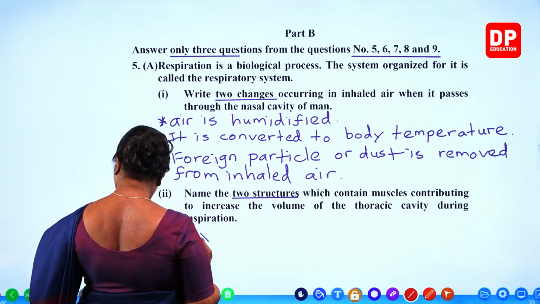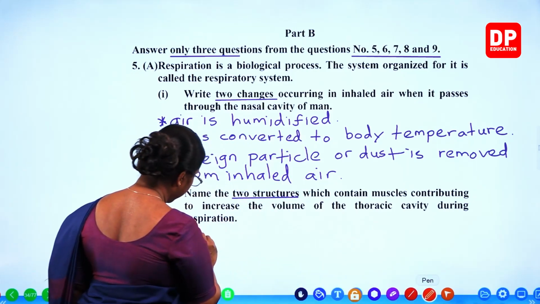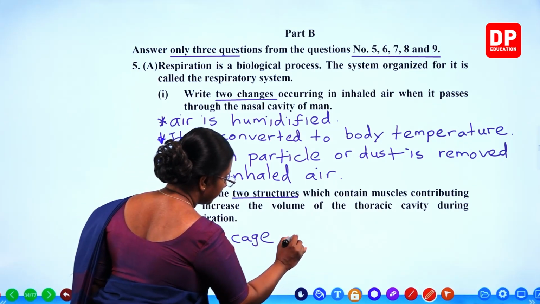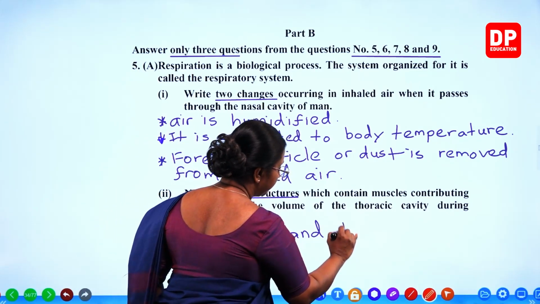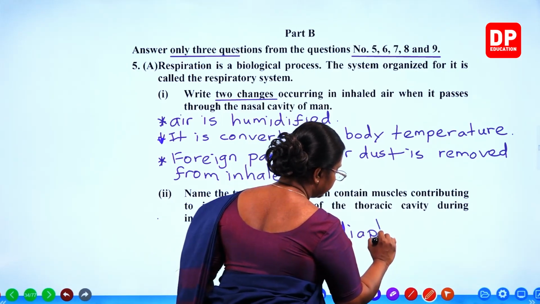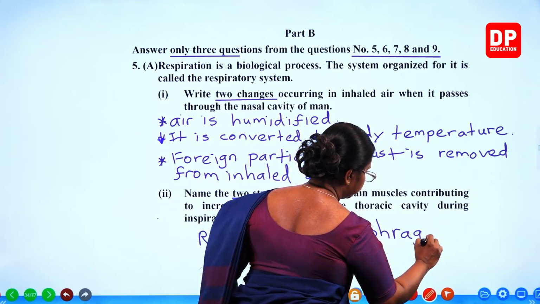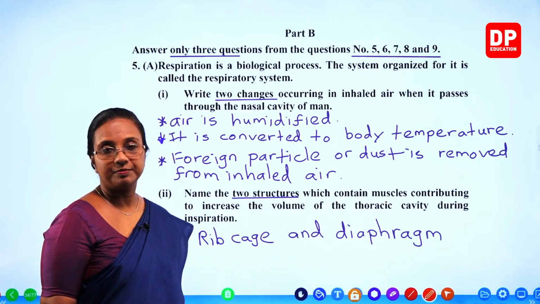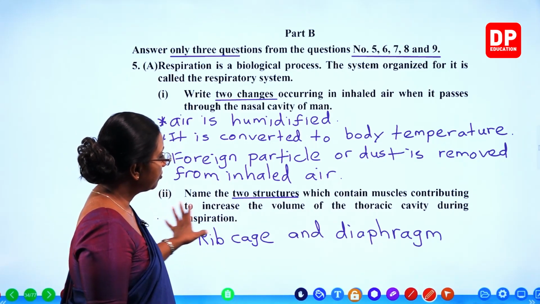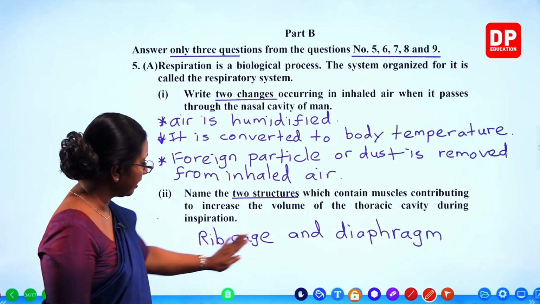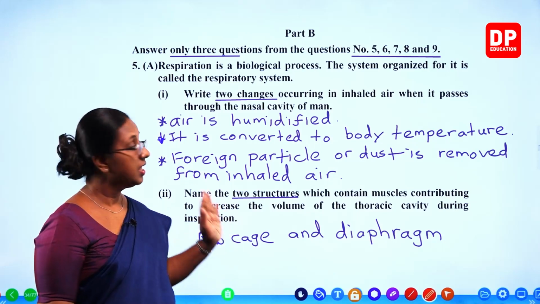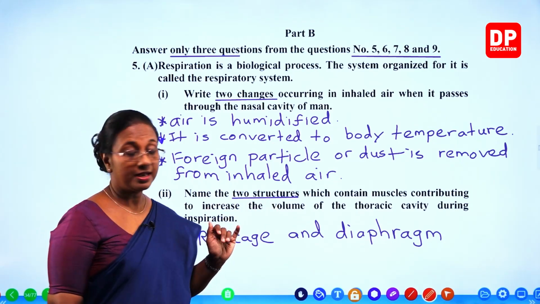Rib cage and diaphragm. Those are the two structures. You can just write rib cage and diaphragm. That's it. So here you don't have to explain anything, only write the structures. But I have explained the process to you. So with that, I'll move to the next part.